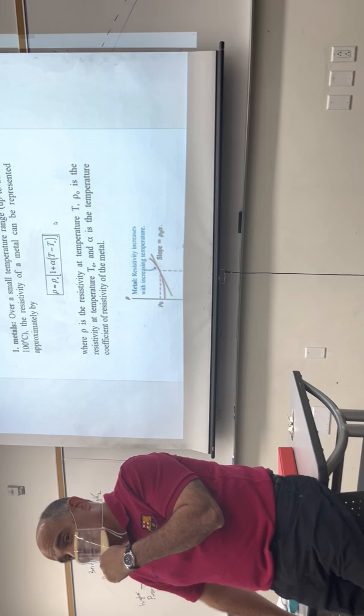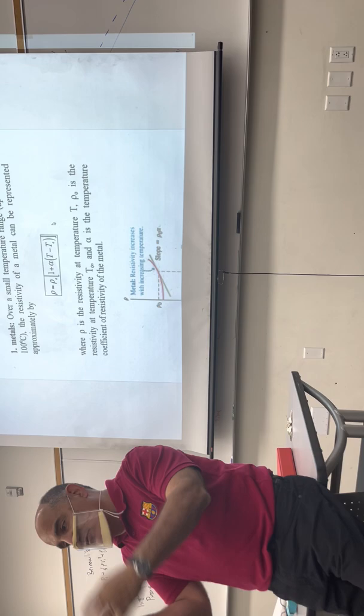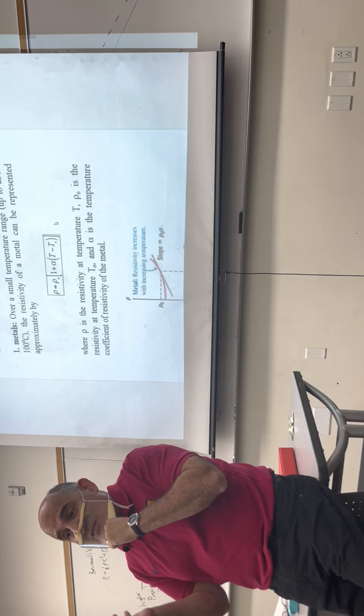Because the molecules are shaking, so it's more likely for the electrons to collide. Exactly. So the higher the temperature, the greater the amplitudes of vibrations of the lattice ions, the atoms, the nuclei with the other 28 electrons. And so for an electron that's moving through it, the greater the chance that it will collide.